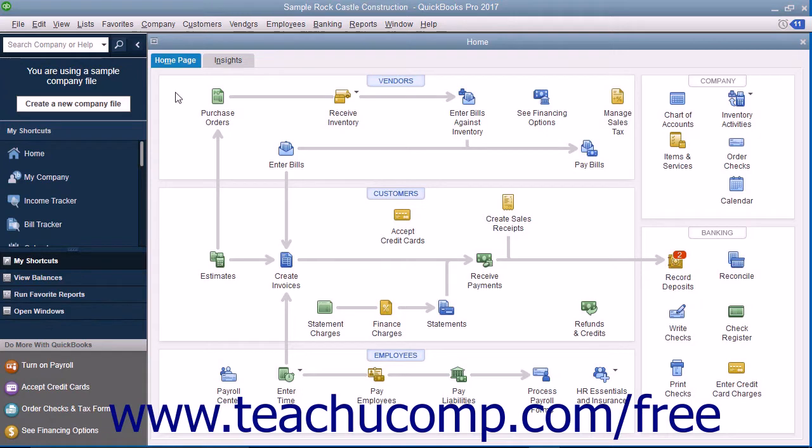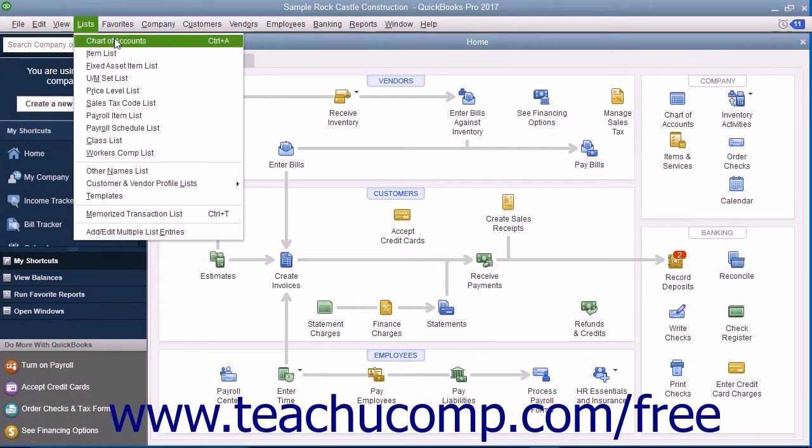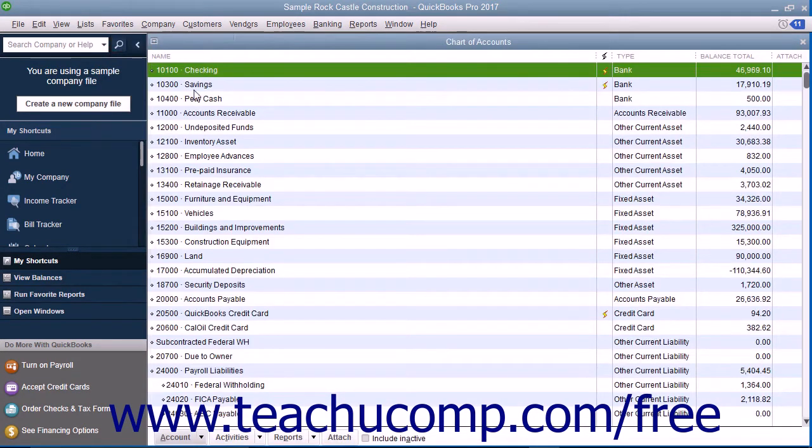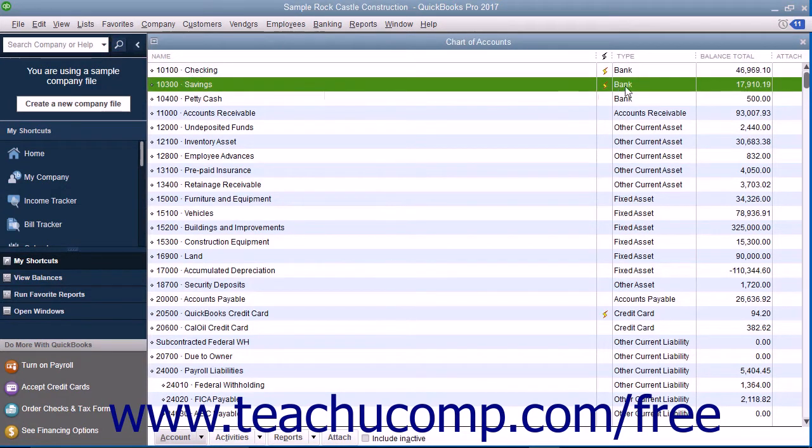You can open the chart of accounts by selecting Lists and then choosing Chart of Accounts from the menu bar. Your chart of accounts shows the names of the accounts used by your company, the account type, like income, bank, or one of the many other account types, and the current balance of the account. There is a column called Attach, which shows any attached documents associated with the account.